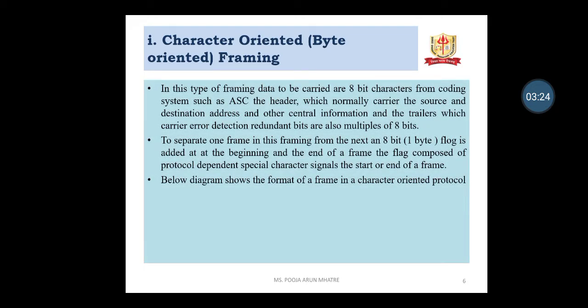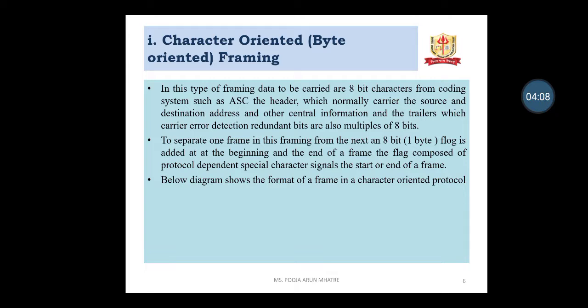Character oriented framing. In this type of framing, the data to be carried are 8-bit characters from coding systems such as ASCII. The header normally carries the source and destination addresses and other control information, and the trailer, which carries error detection redundant bits, is also a multiple of 8 bits. To separate one frame from the next, an 8-bit, that is 1 byte, flag is added at the beginning and at the end of the frame. The flag, composed of a protocol dependent special character, signals the start and end of the frame.